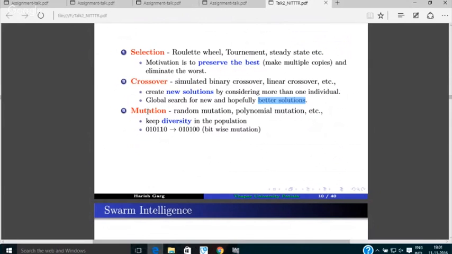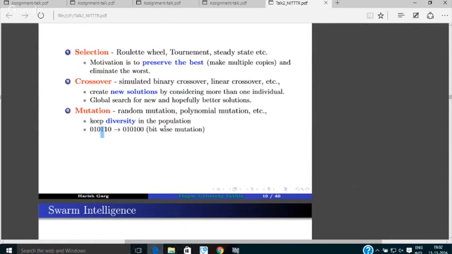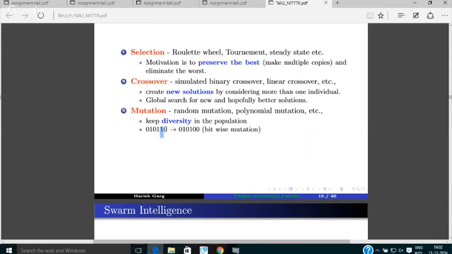And the last factor is the mutation. Okay, so you can choose randomly, based on some probability, and then assign. Its target is to keep diversity in the population. Like say in this number, 0, 1, 0, 1, 1, 0. Because this is a binary number, I just replace the second last number 1 with 0. So 1 is replaced only with a 0. So 0, 1, 0, 1, 1, 0 is replaced with 0, 1, 0, 1, 0, 0.